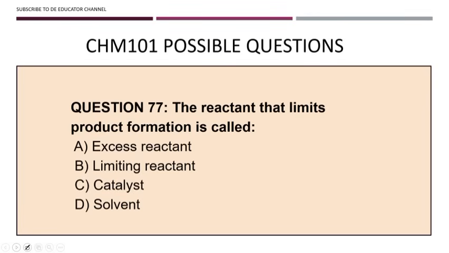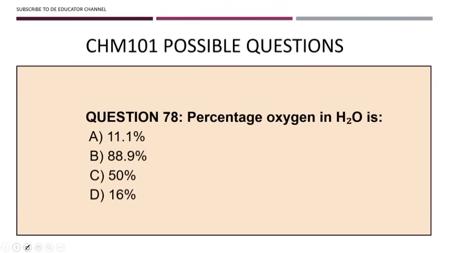Now, the reactant that limits product formation. That means in the process of a product being formed, there's a particular reactant that tries to stop the product from being formed. It is known as the limiting reactant. So the reaction stops when the limiting reactant is used up. After the limiting reactant has been used up, the reaction stops. Okay, next question.